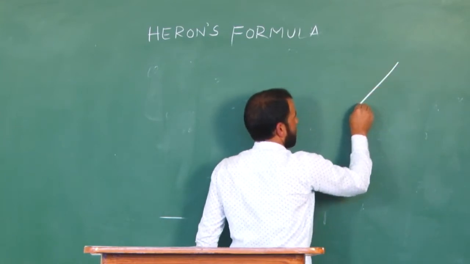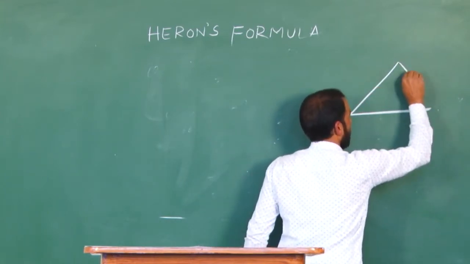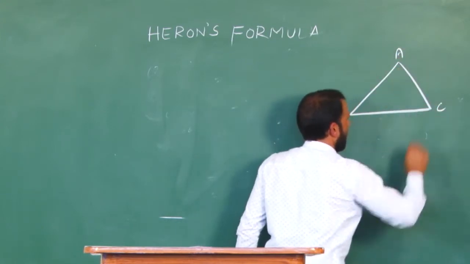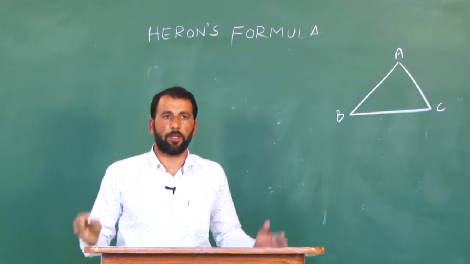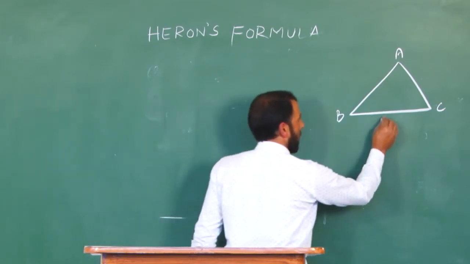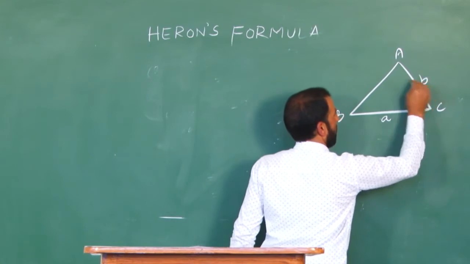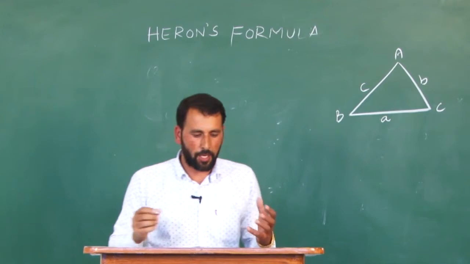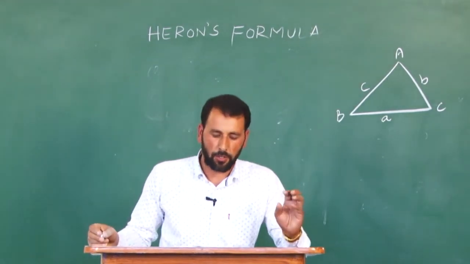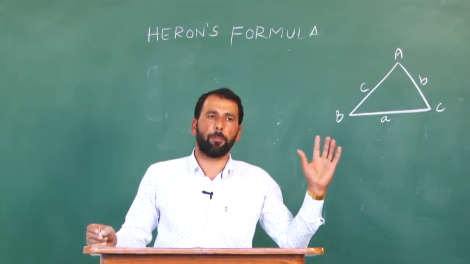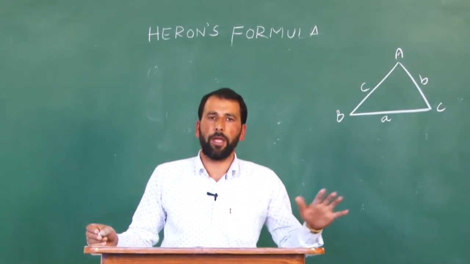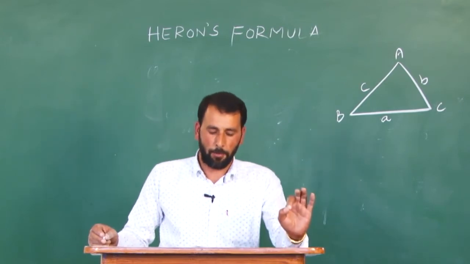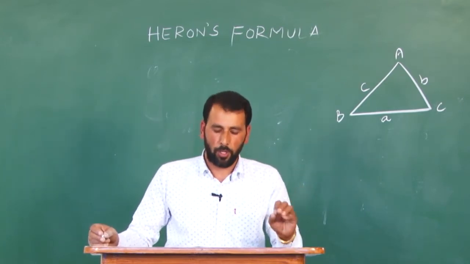Take a triangle ABC, a scalene triangle with different sides. Let the sides of this triangle be a units, b units, and c units. When the 3 sides of a triangle are given, but its height is not given, for finding the area of this type of triangle we take the help of Heron's formula.